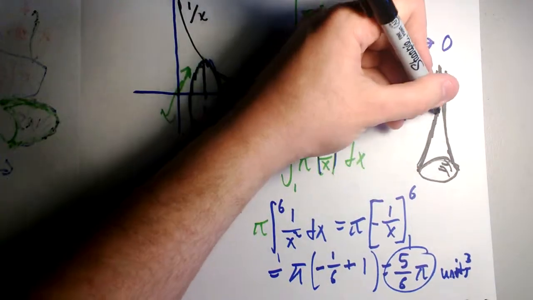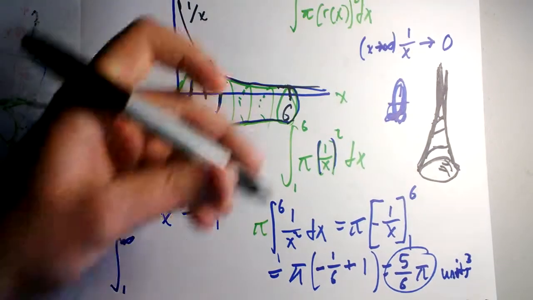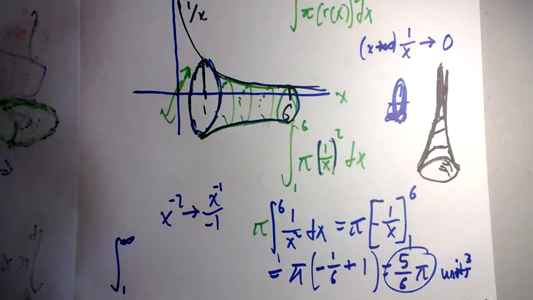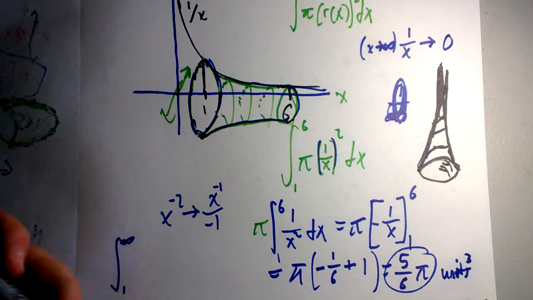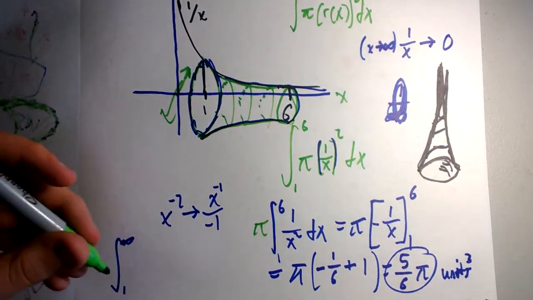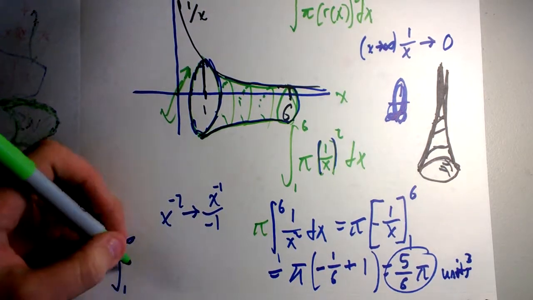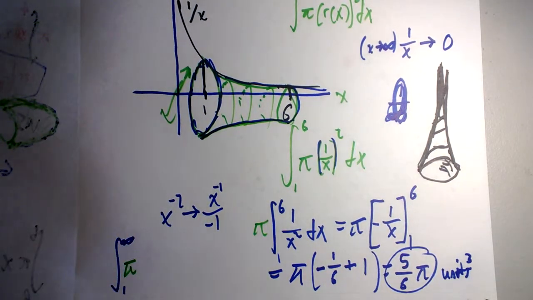Sorry, I don't know how to shade this in completely properly. You get the idea, though. It's this endless shape that I think will have a finite volume. So 1 to infinity. This is actually called an improper integral because it has an infinity in it, but we're going to do it anyway because you can.